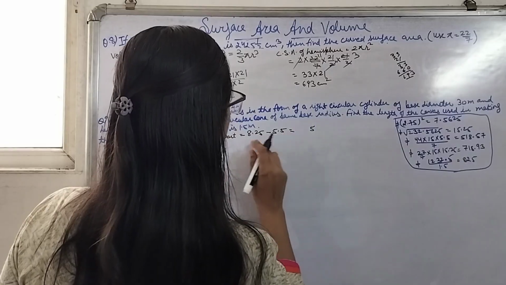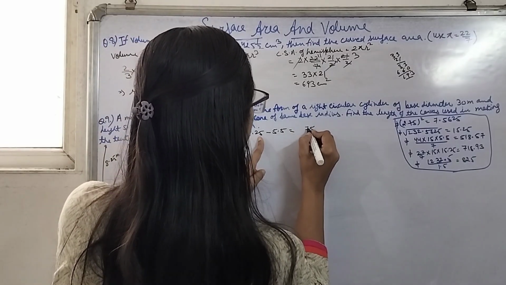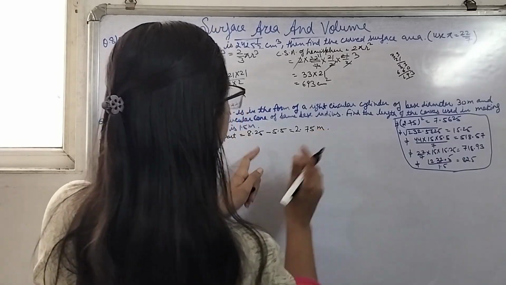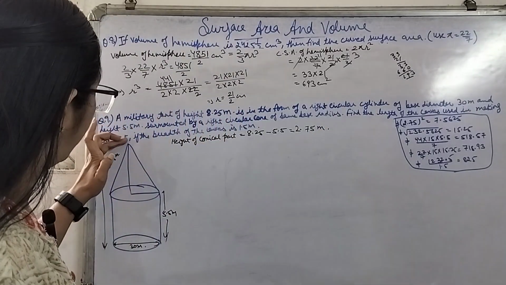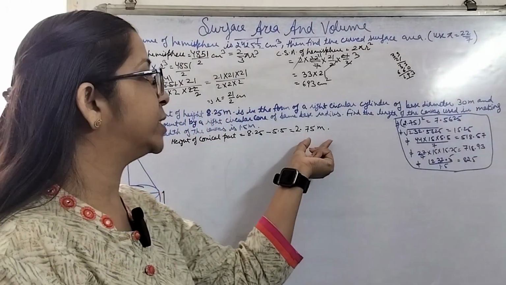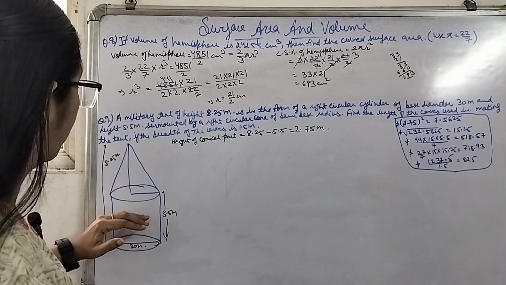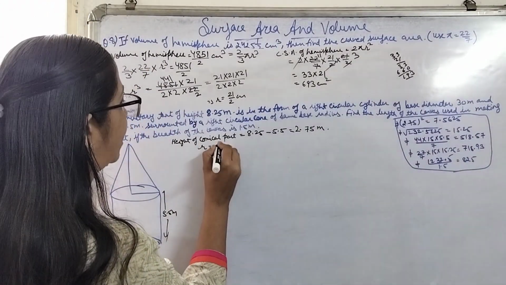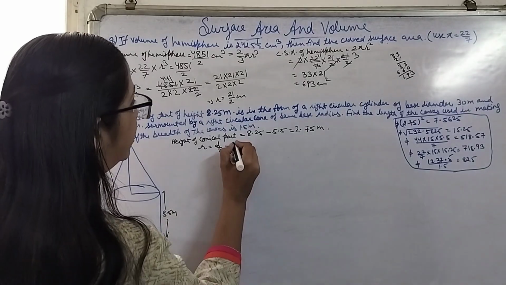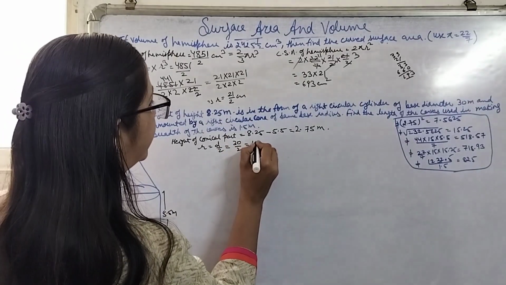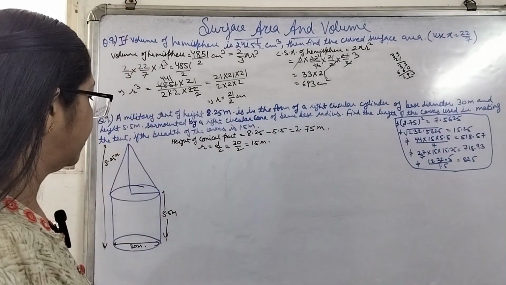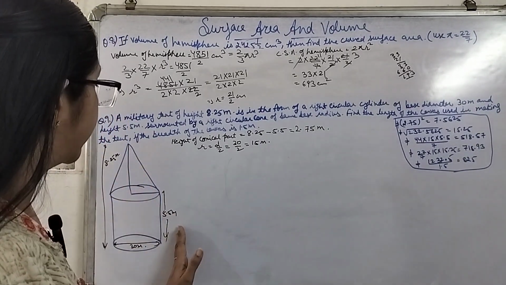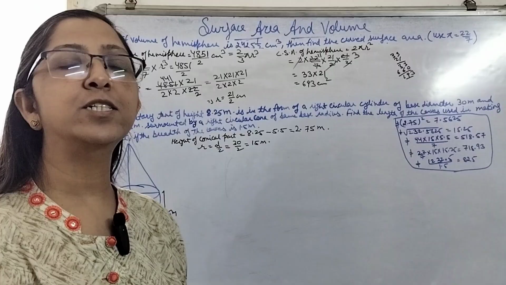5 times 7 is 2.75 meters. The height of the conical part, from here to here, is 2.75 meters. The radius for both the cylinder and the cone is given as equal, and the radius will be diameter divided by 2, that is 30 divided by 2, which is 15 meters. So we have the radius for the cylinder, radius for the cone, height of the cylinder, and height of the cone, all these things we do have.